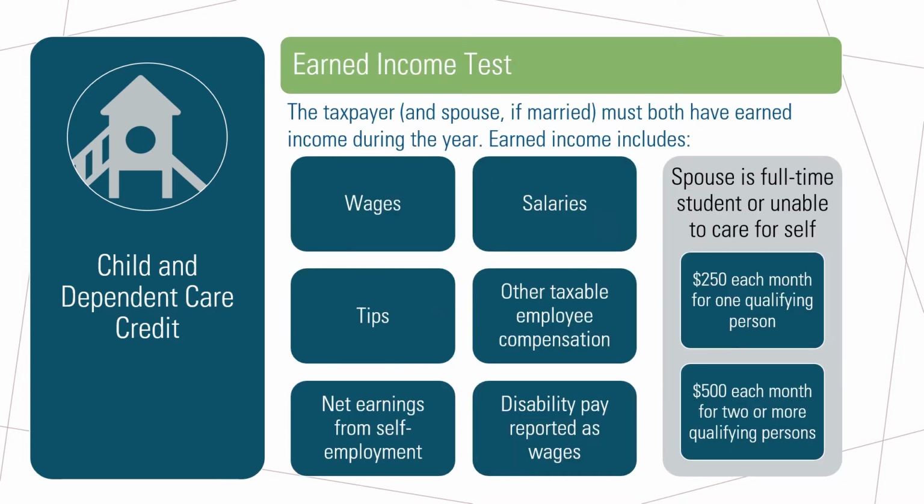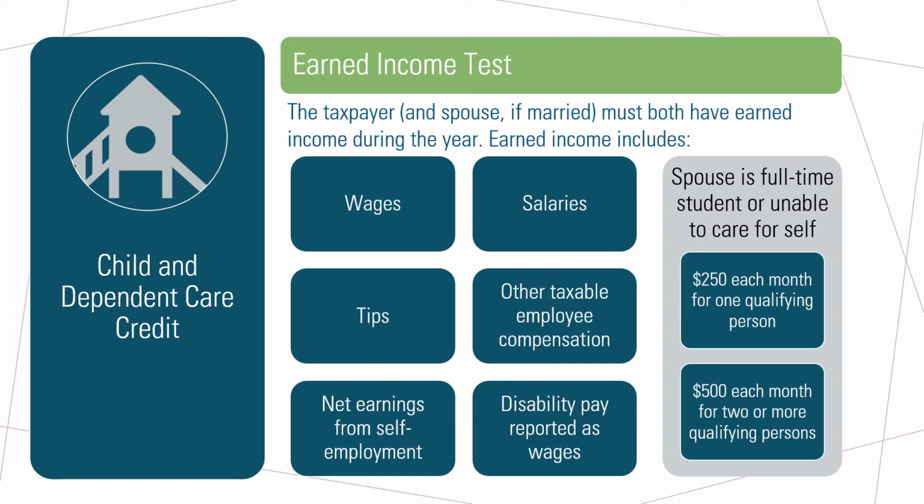So then we move into the earned income test. And in this case, the taxpayer and the spouse, if they are married, must both have earned income during the year. And so for the purposes of this credit, earned income includes wages, tips, salaries, other taxable employee compensation, net earnings from self-employment, and disability pay reported as wages.